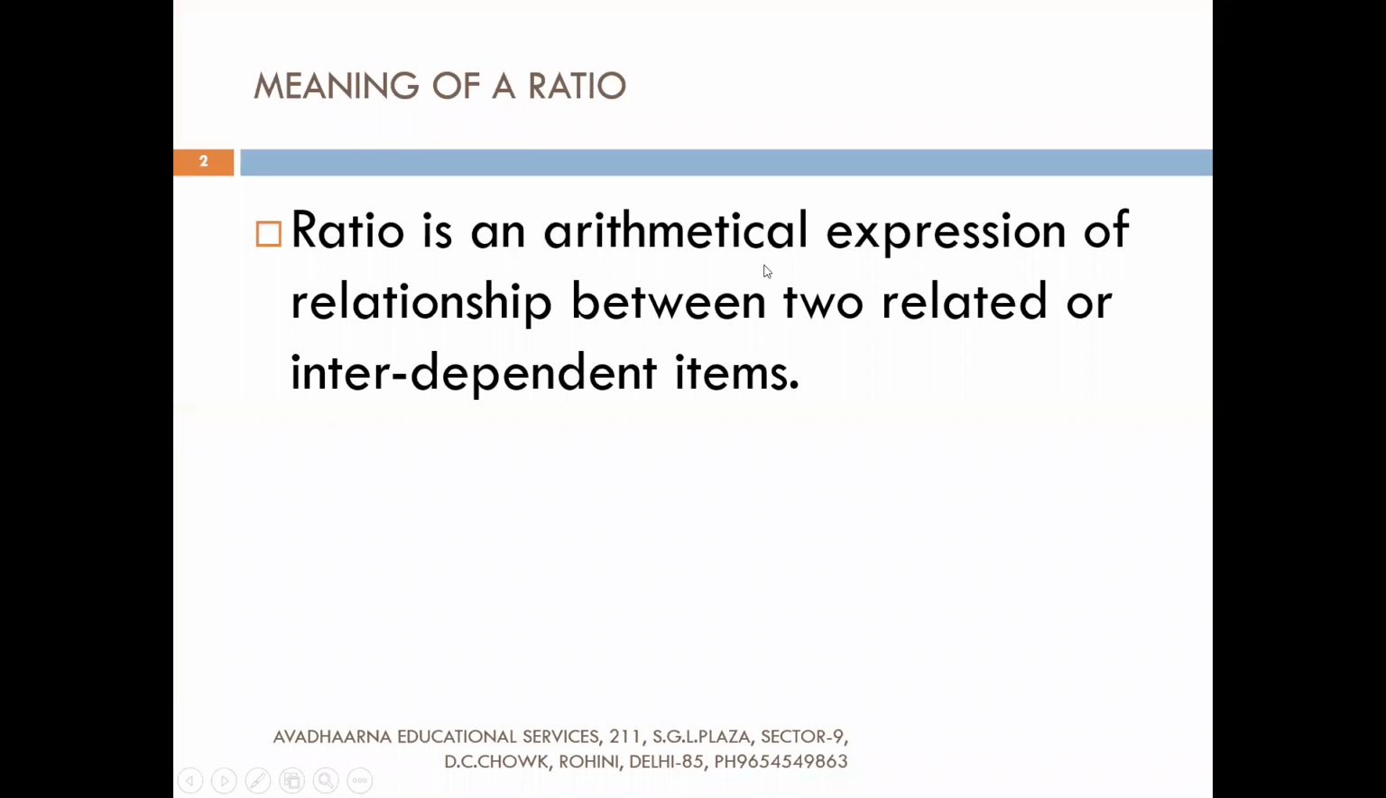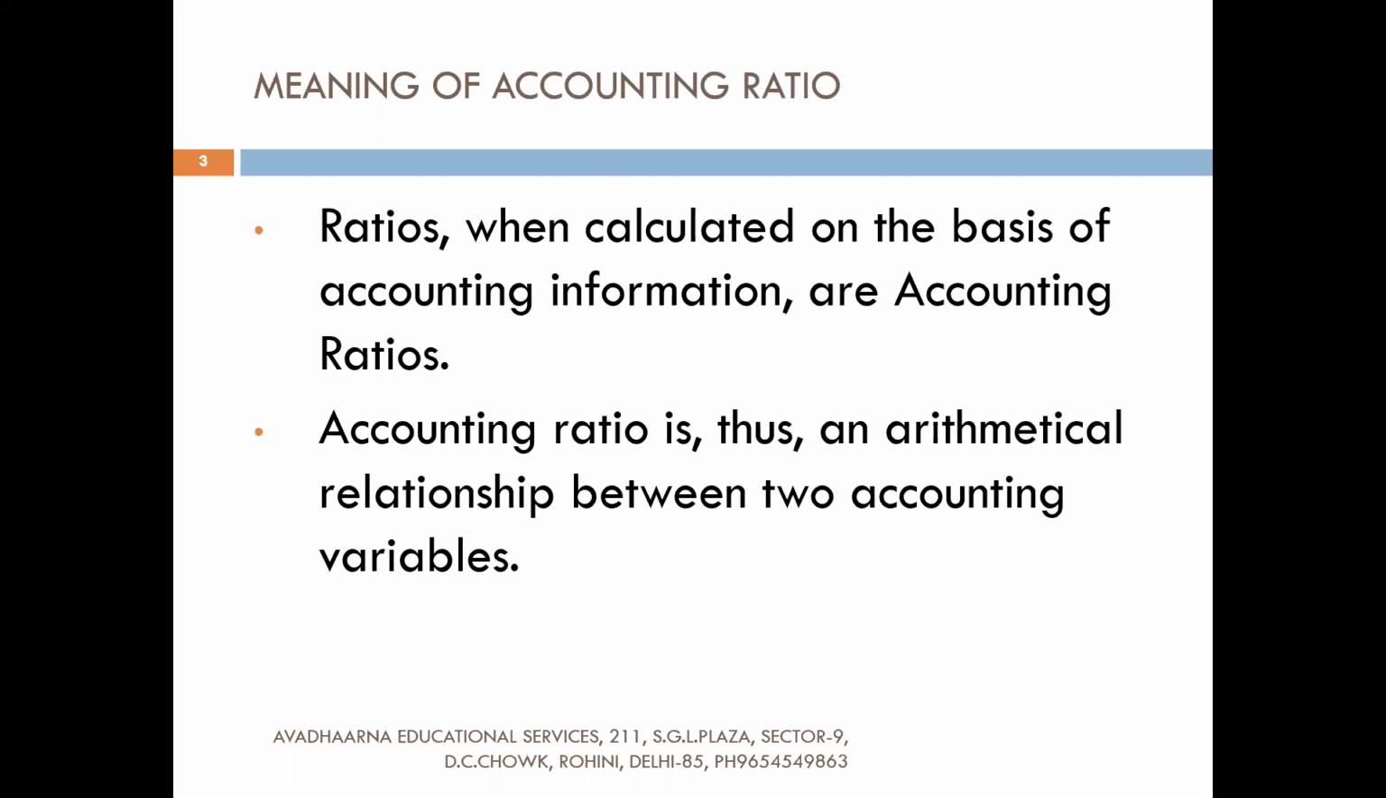A ratio is an arithmetical expression of relationship between two related or interdependent items. Basically, it's an arithmetical relationship. When we calculate a ratio, we are actually establishing a relationship between two related or interdependent items. Meaning of accounting ratio: ratios, when calculated on the basis of accounting information, are accounting ratios.